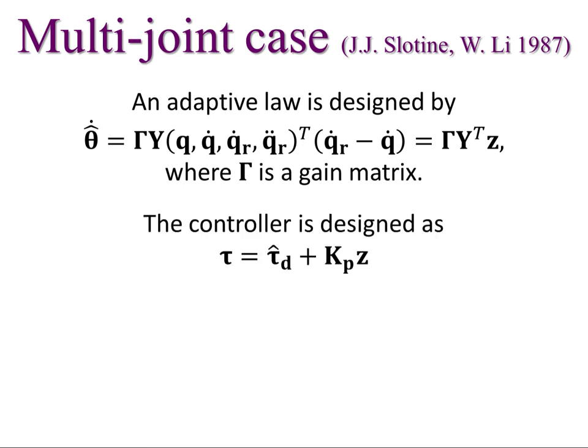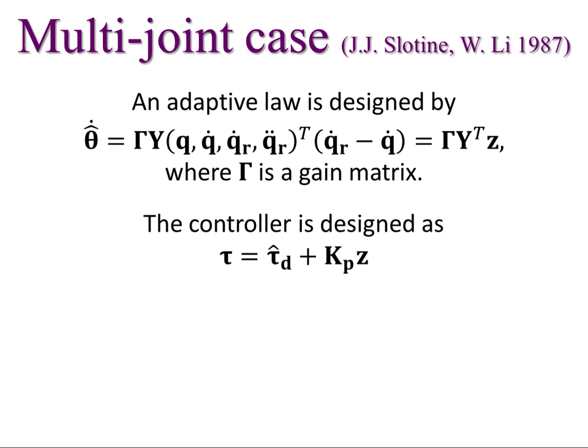The controller is designed like this. The term tau hat is an estimate of the torque required to generate the desired motion. Therefore, if tau hat is the torque required to generate the desired motion tau, then this term realizes the tracking of the joint angle acceleration.